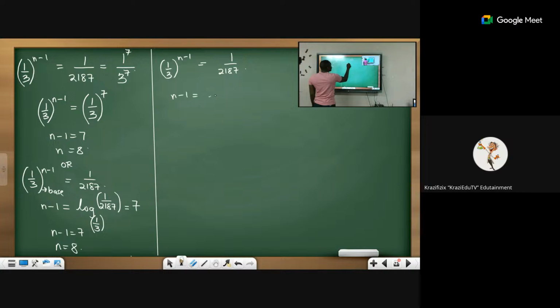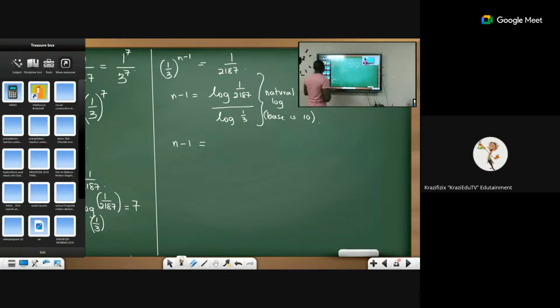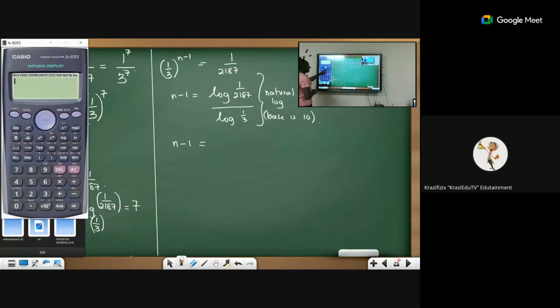I could say, check this, log 1 over 2187 over log 1 over 3. This one has a base, but it's not written. We call it natural log, where the base is 10. And what will I be using on my calculator? Let me show you this. I'll go there again. Now it's division. I'm using the one that just says log. See, there's no base. The base is 10, but we don't write it.